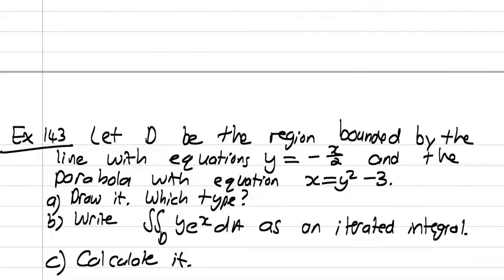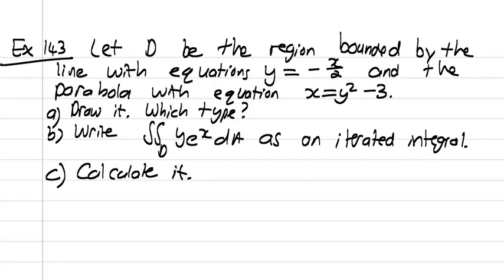So let's start with example 1, which is example 143 in the textbook. Let D be the region bounded by the line with equation y equals minus x over 2 and a parabola with equation x equals y squared minus 3. Draw it, and we want to know what type this is. Now, this is a straight line, so we know how to draw straight lines, and this is a parabola, we know how to draw parabolas, but we want the region bounded between these two curves.